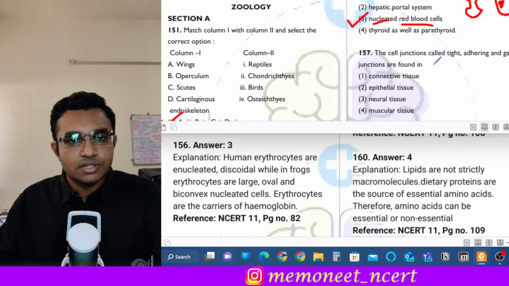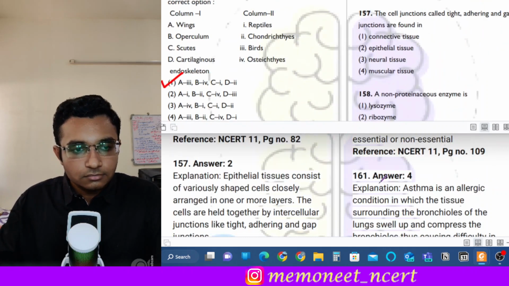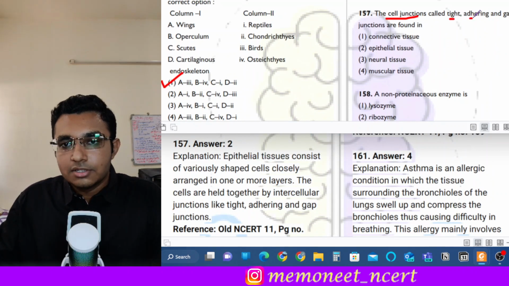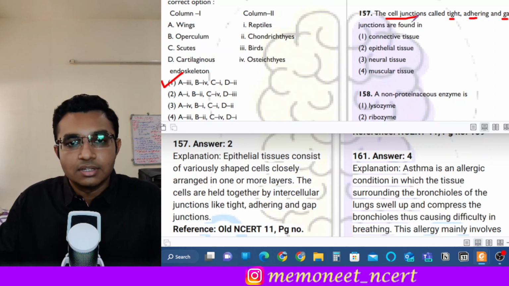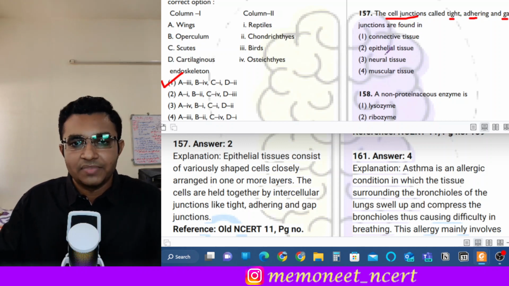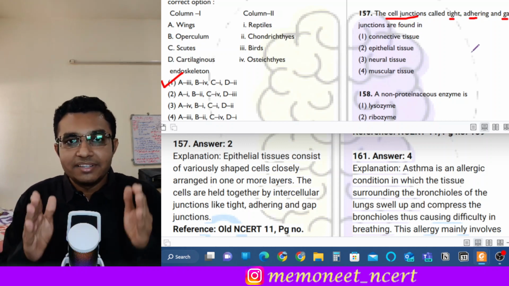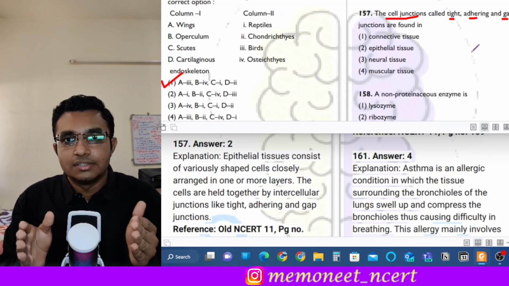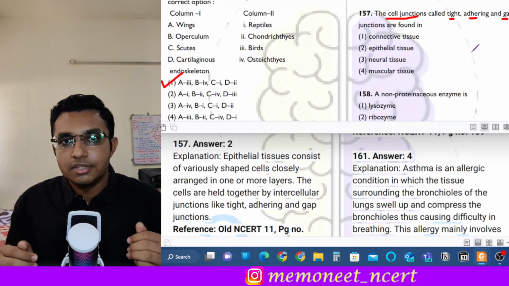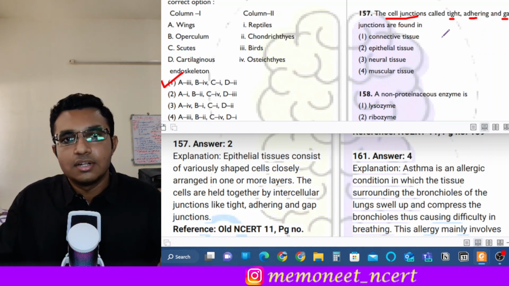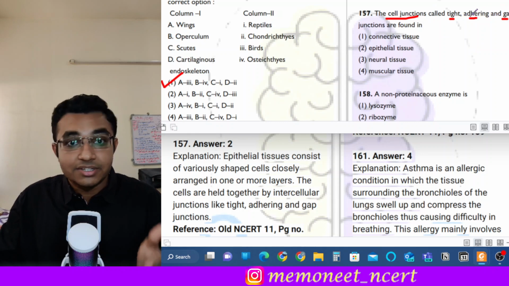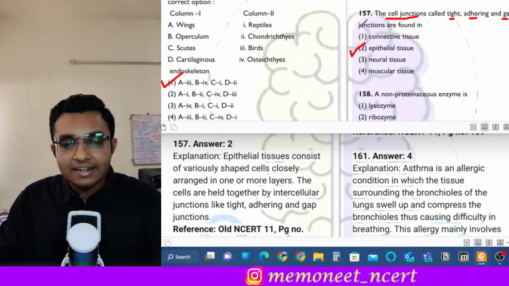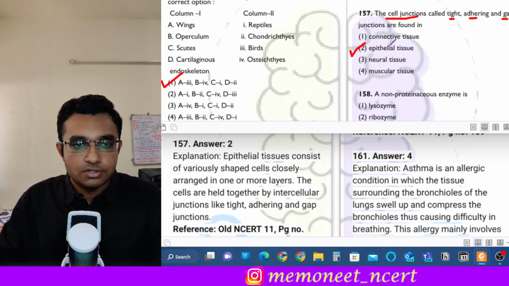The next question is question 157. It states that the cell junctions, which are the tight junction, adhering junction and the gap junction, are found in which type of tissue? Now see, if you have seen the epithelial tissue, the cells are lying very close to each other and they form the junctions between them. Okay, so these type of cell junctions, which are tight junction, adhering junction and gap junction, are found in the epithelial tissue. So the correct answer is option 2, epithelial tissue.